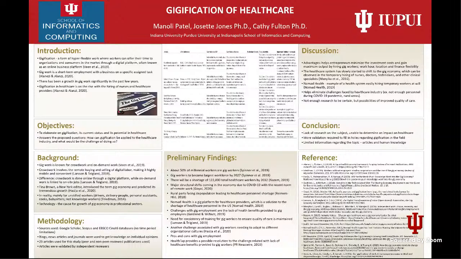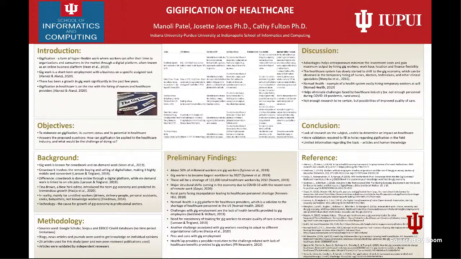So, a little background on gigification. Gig work is known for crowd work and on-demand work. Crowd work involves the remote buying and selling of digital labor, and it's often known for its feature of remote work, making it highly mobile and convenient. The main difference between crowd work and on-demand work is that crowd work is done online through a digital platform since it's remote, while on-demand work is linked to on-site jobs where workers go on-site and work for a specific task for a limited time period.